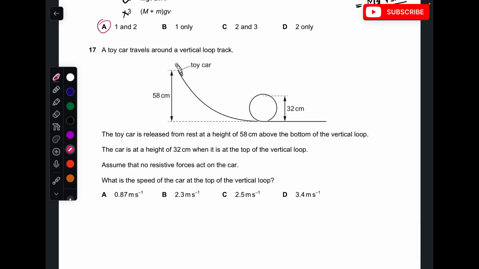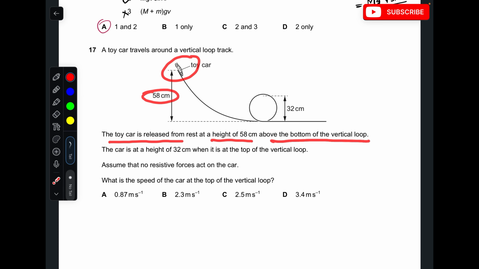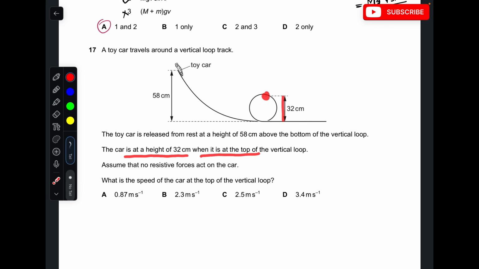For question 17, a toy car travels around a vertical loop. The toy car is released from rest. It's moving from here at a height of 58 centimeter above the bottom of the vertical loop. The car is at a height of 32 centimeter when it is at the top of the vertical loop. Assume that no resistive force acts on the car. What is the speed of the car at the top of the loop?